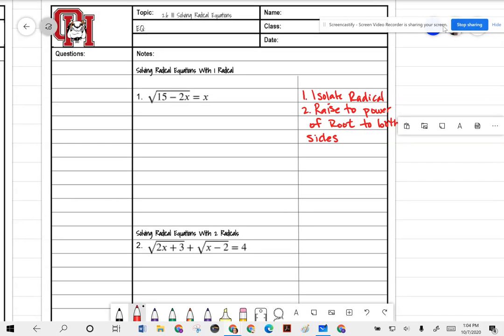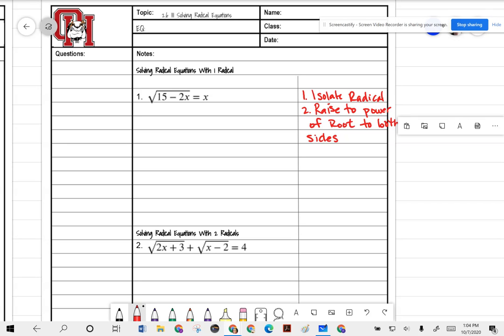So in this video, we're going to be talking about how to solve radical equations. Again, this should be a little bit of review for you guys. When it comes to solving these equations, the first thing you always want to do is isolate the radical. In this particular example, number one, it's already isolated, but if it wasn't, that's what you would want to do. And then you want to raise it to a power of whatever the root is, or the index, and you want to do that to both sides.